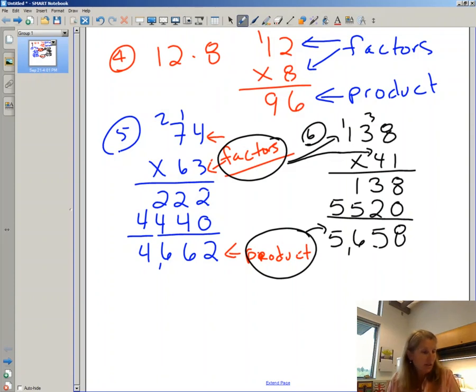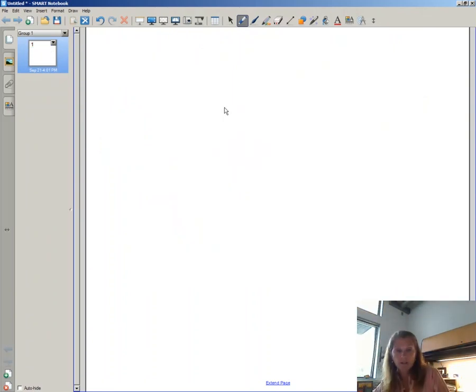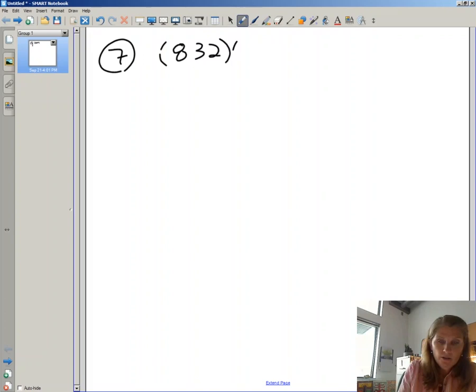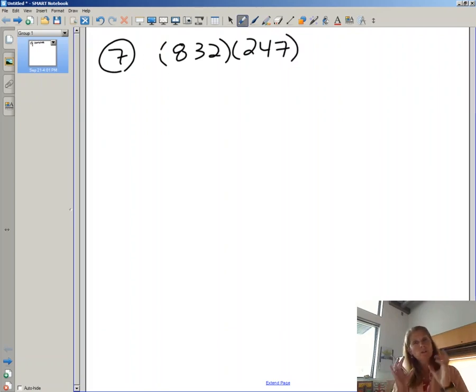The third problem on that, I don't think I have space to do that, so I'm going to clear this. It's number 7, the fourth problem, I should say. The fourth problem looks like 832 times 247. Big numbers, they're written in the parentheses.